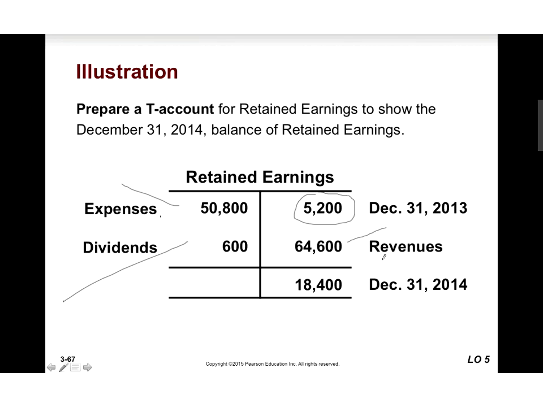Retained earnings is a running total of all our net income to date, less any dividends that we've declared and paid.